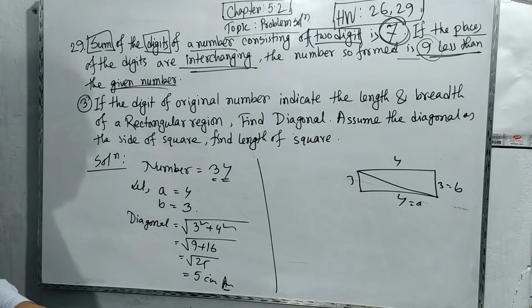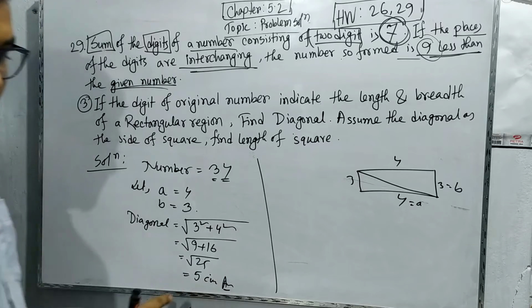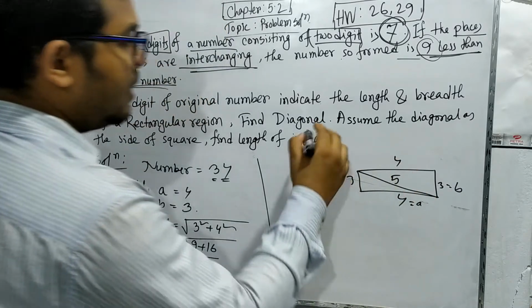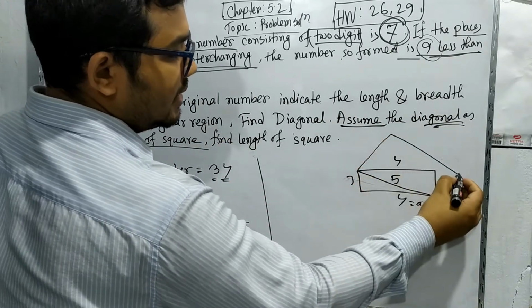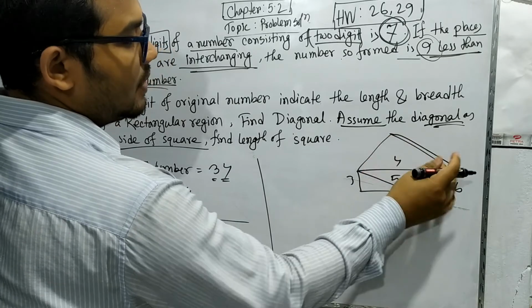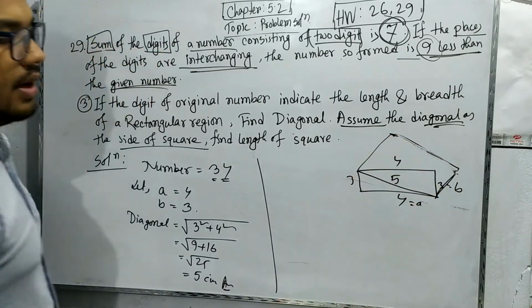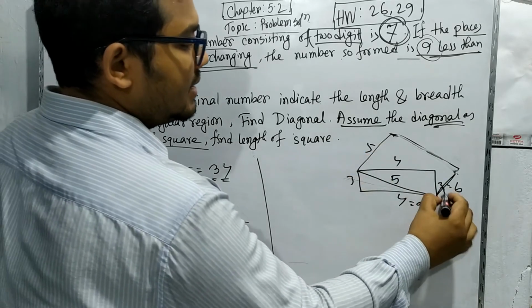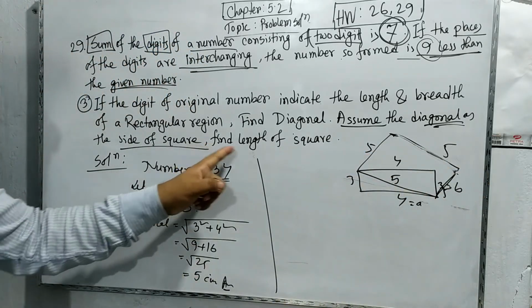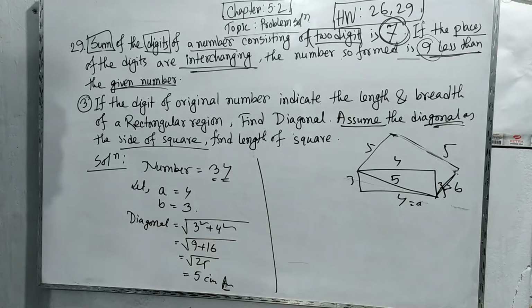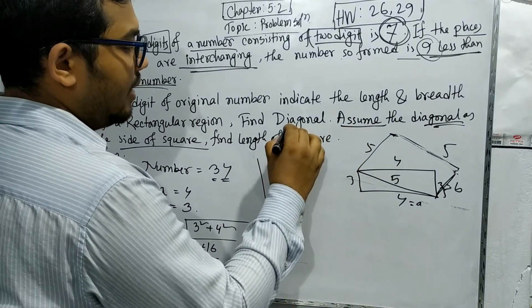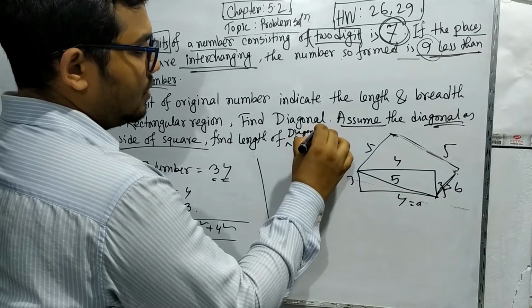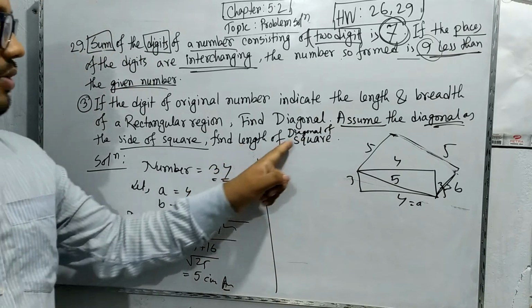And our second question says, if this is our 5, assume the diagonal as the side of a square. Suppose you have to think that this is a square, where this is a side. So every side is 5. Then we have to find the length of the diagonal of the square.